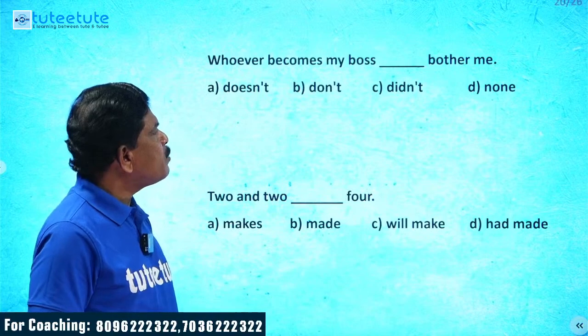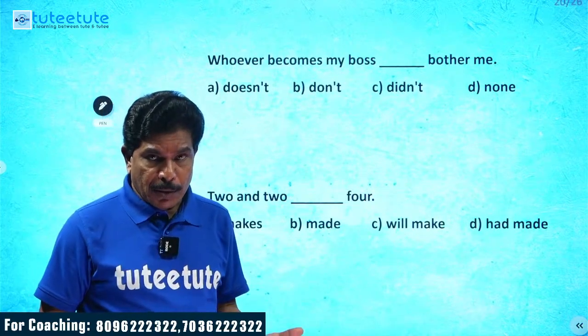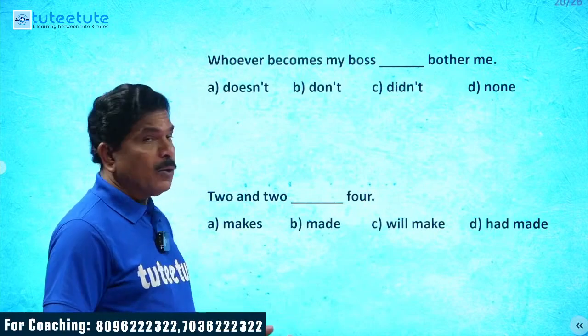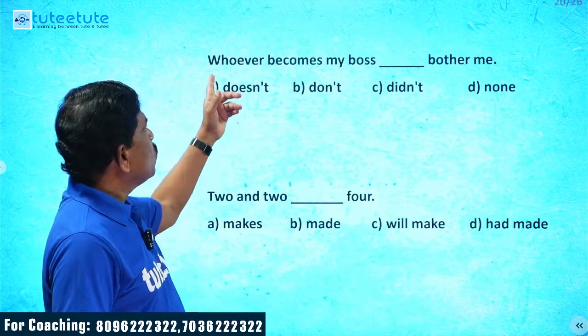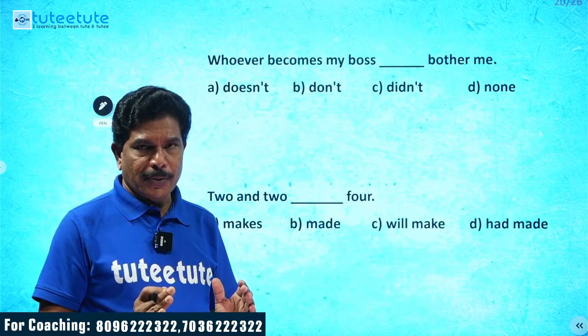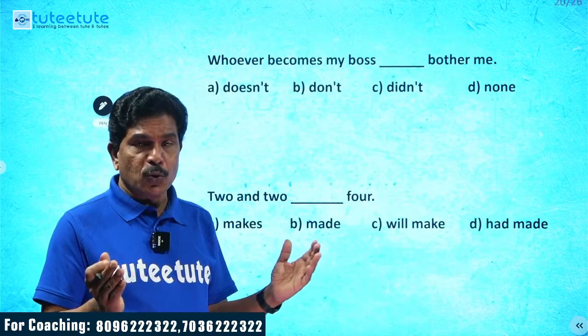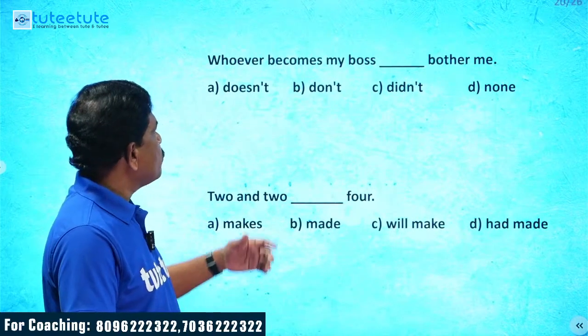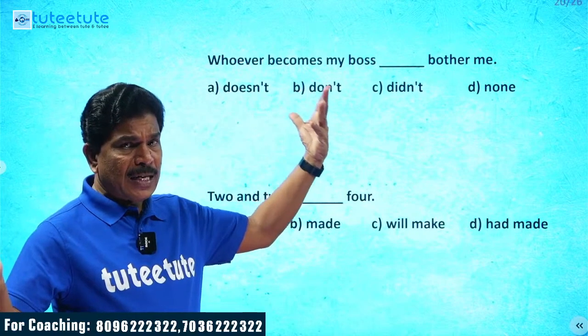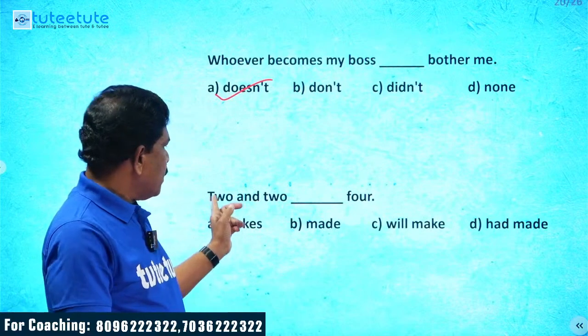Then, whoever becomes my boss dash bother me. I don't bother. It doesn't bother me who becomes my boss. So whoever becomes my boss is an idea. It is a clause. When the clause is taken as an idea, I don't mind who becomes my boss. So whoever becomes my boss doesn't bother me.